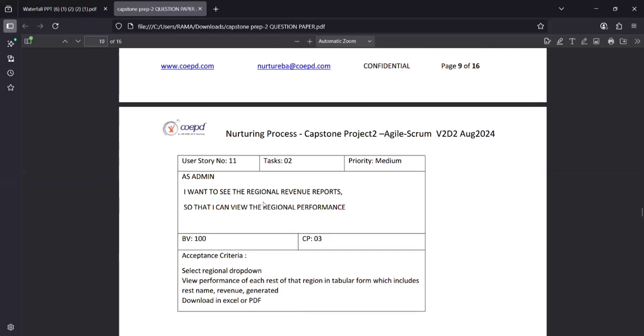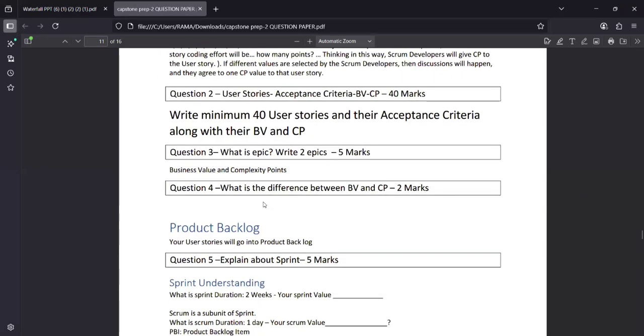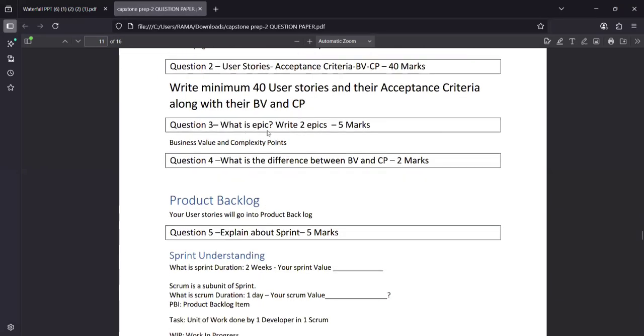Now we will look into the next question: what is an epic? An epic is a big feature or large requirement that is too big to complete in a single sprint, so it is broken down into multiple user stories.